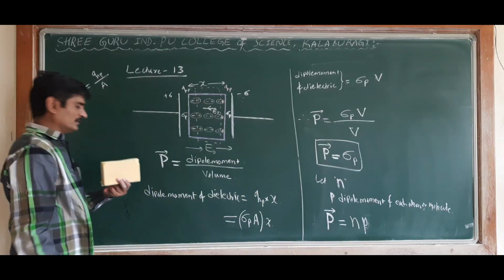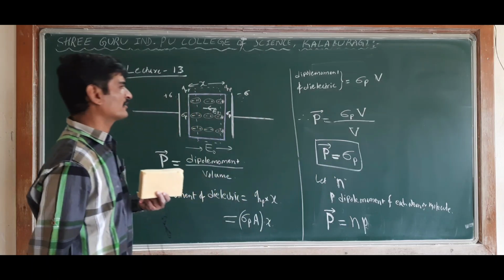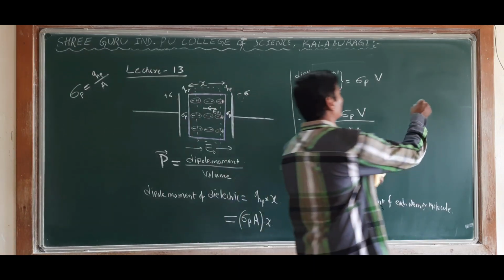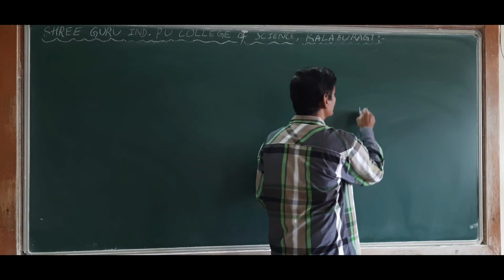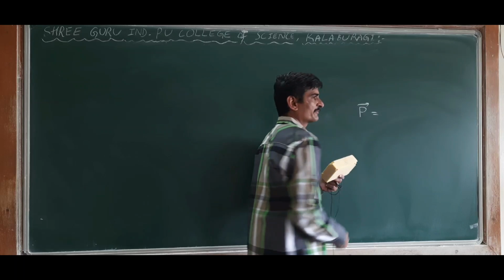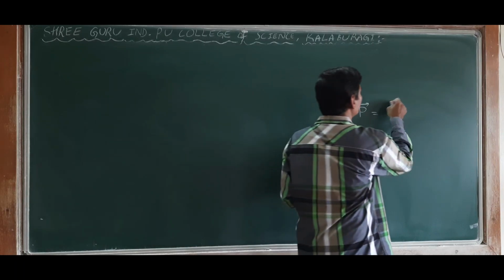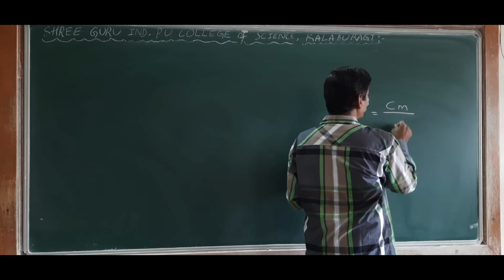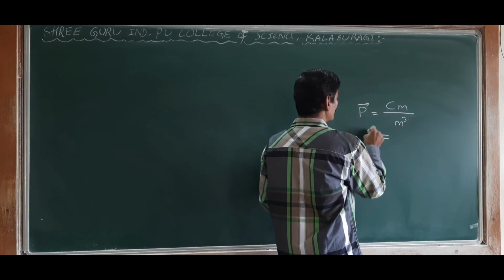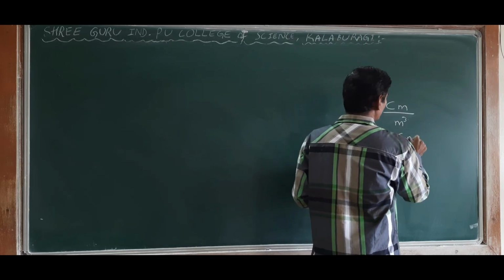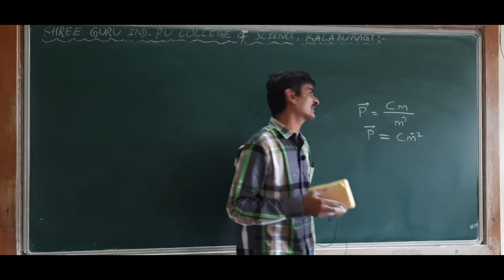Understood? And you can tell me the SI unit and dimension of the polarization vector. The polarization vector is equal to dipole moment per unit volume. The unit of dipole moment is coulomb meter, and the unit of volume is meter cube. Therefore the unit of polarization vector is coulomb per meter square.